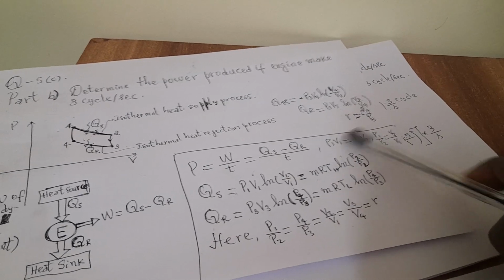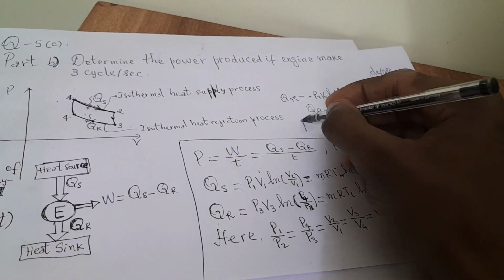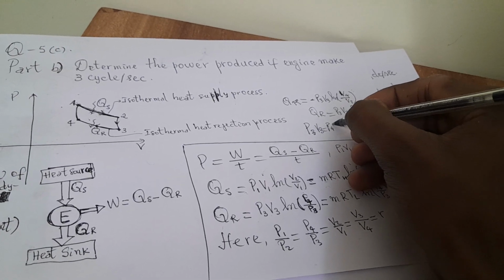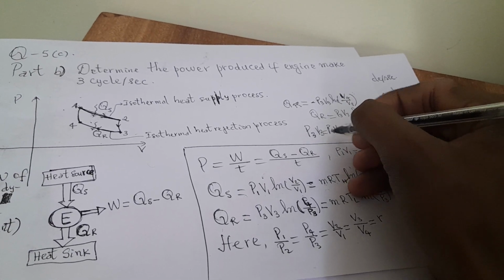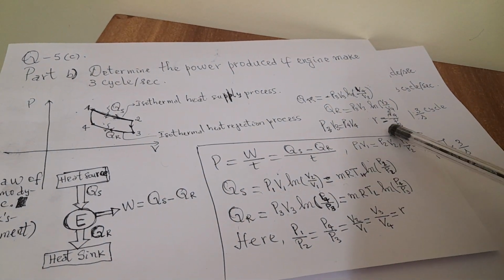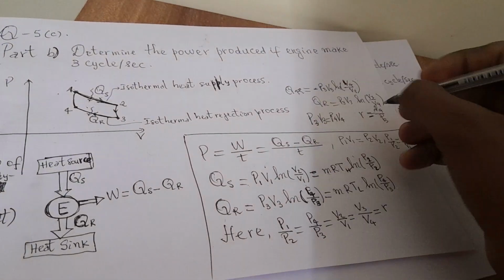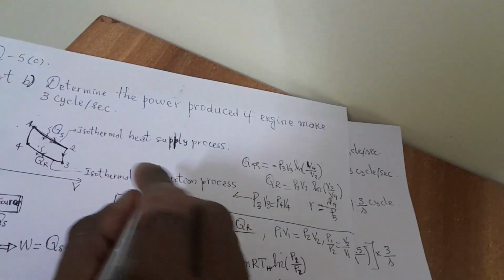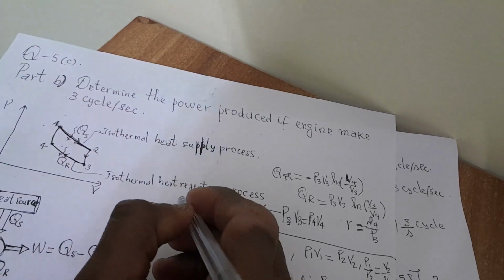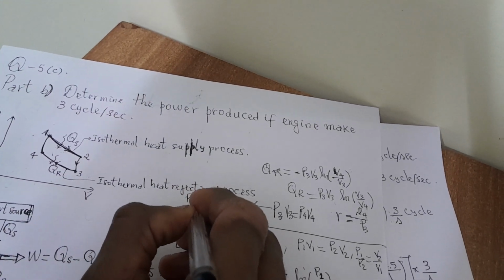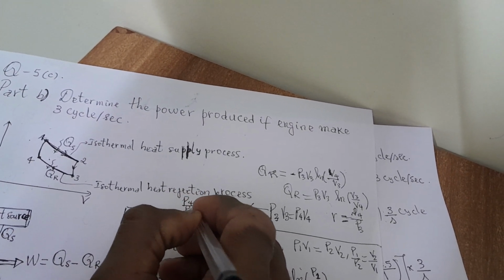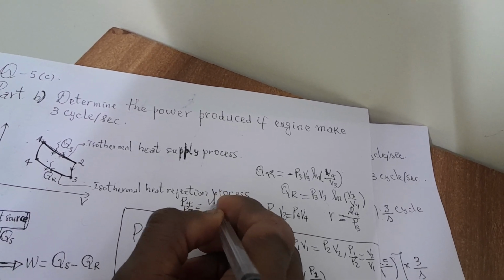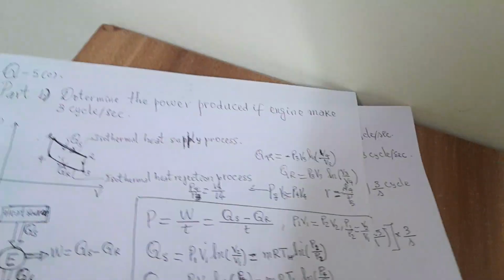P3 times V3 is equal to P4 times V4. So if you just play with this, you will get this point. Let me write it here behind this one. If you get this point, you get P4 upon P3 is equal to V3 upon V4.